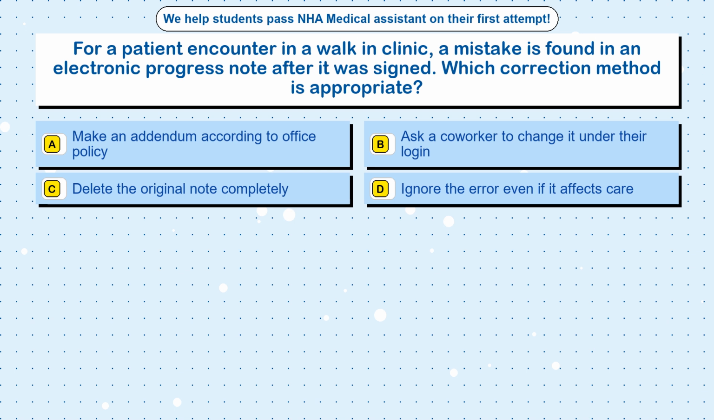Question 11. For a patient encounter in a walk-in clinic, a mistake is found in an electronic progress note after it was signed. Which correction method is appropriate? Option A. Make an addendum according to office policy. Option B. Ask a coworker to change it under their login. Option C. Delete the original note completely. Option D. Ignore the error even if it affects care.